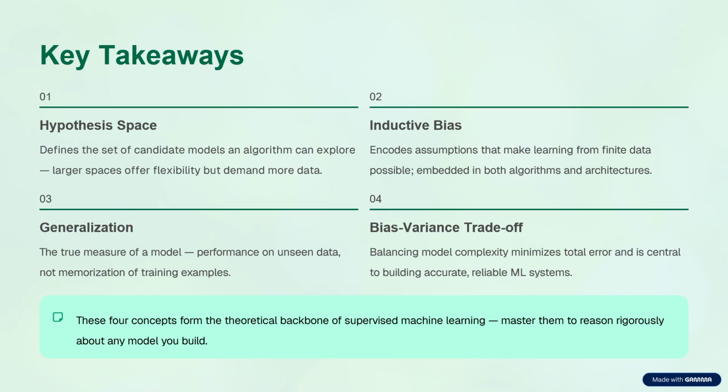Finally, we come to the conclusion. To conclude, hypothesis spaces define the possible models a machine learning algorithm can use. Inductive bias guides the learning process. Generalization measures the performance on unseen data, and the bias-variance trade-off helps achieve optimal model accuracy. Together, these concepts form the foundation for building effective machine learning systems.